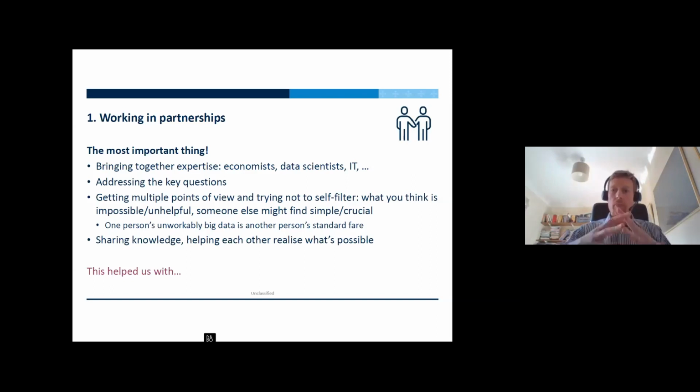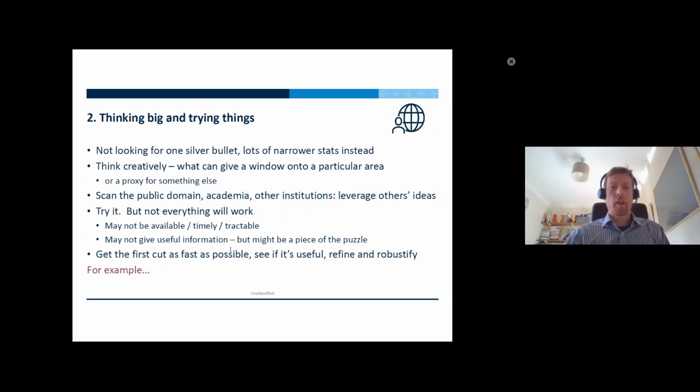So the point that overrides all of this is working in partnerships and bringing people with different skills together. If we move to the next slide, this partnership aspect helped us to think big, so to try different things out. And this is for a number of reasons. Nick talked about, one, the need that we just didn't have anything, but also that times are different.